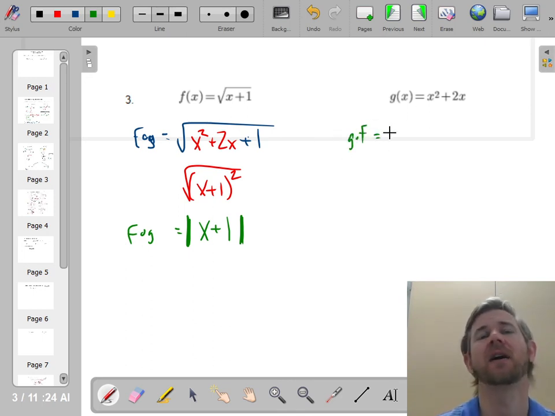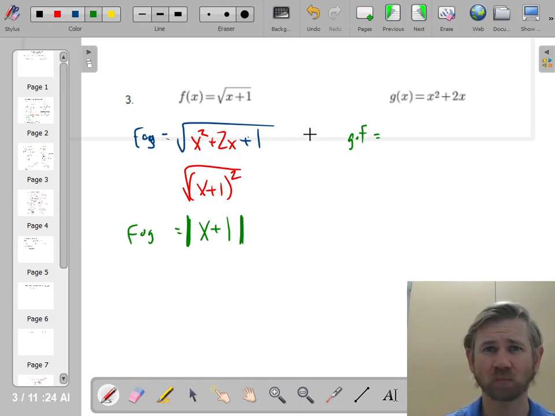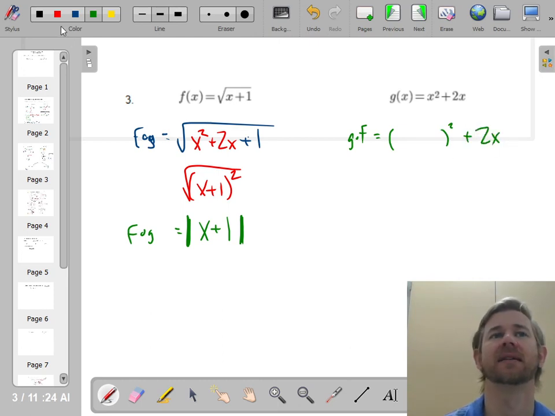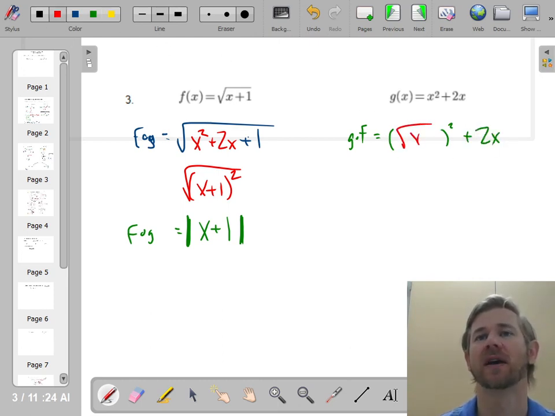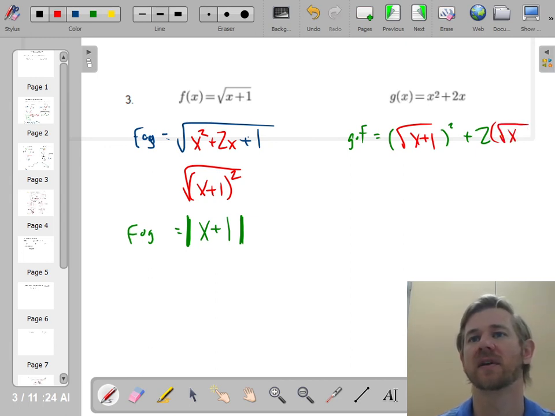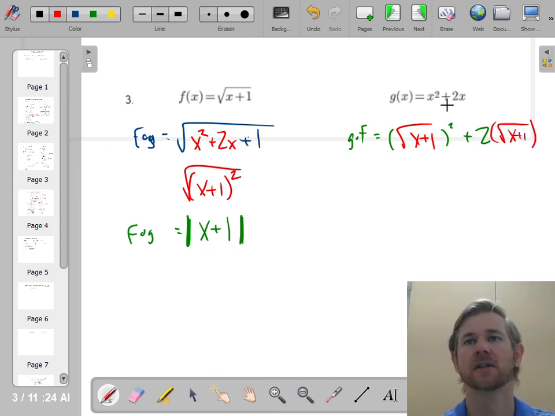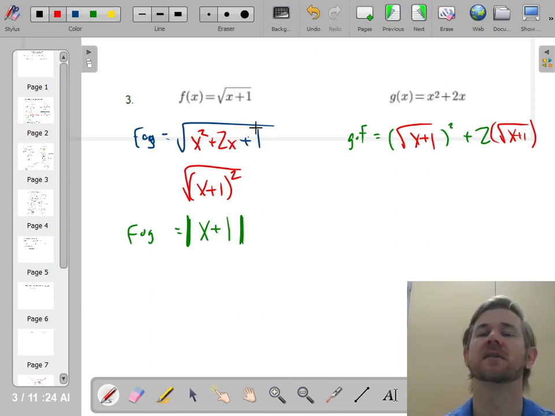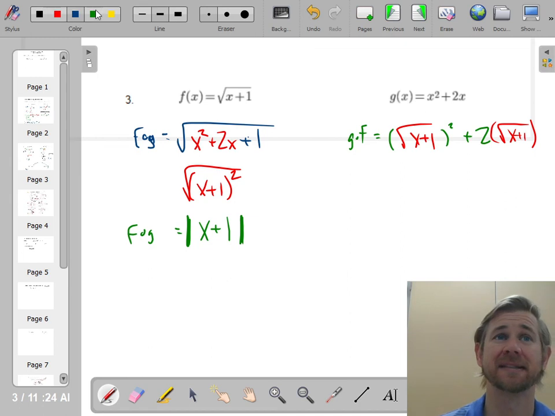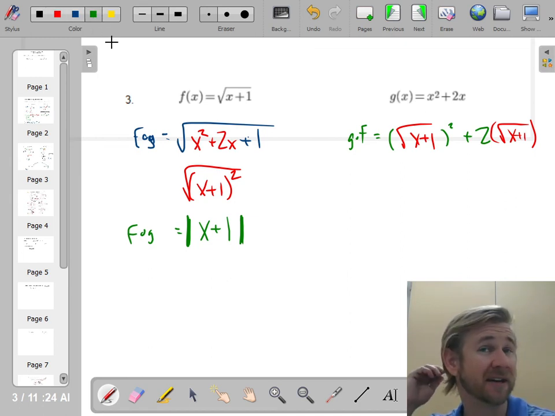So g of f, we're going to do something similar. We're going to take f and we're going to plug it into g. So it'll be something squared plus 2x, and in this problem that would be the square root of x plus 1. Oh, I should have wrote x. Something squared plus 2 times, I'm not writing x, I'm writing the square root of x plus 1. Okay. So the square root of x plus 1 squared plus 2 times the square root of x plus 1. This is also really messy. Let's find the domain of that one.